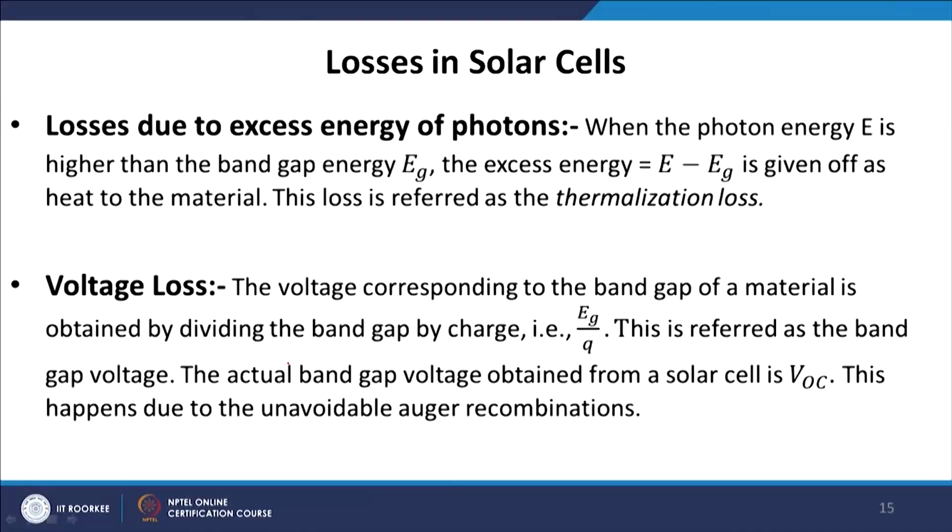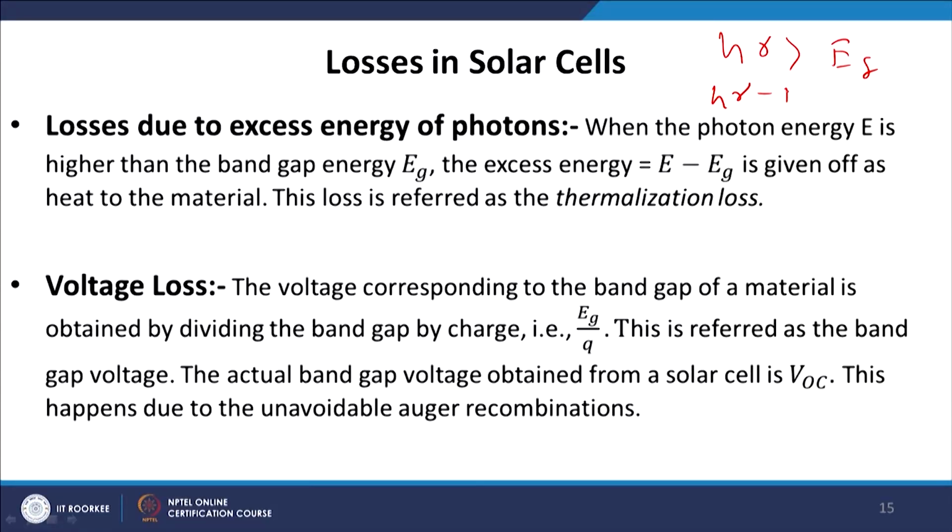Now, there can be loss due to the excess energy of the photon, just like the other extreme. One extreme is the low energy of the photon, the other extreme is the excess energy of the photon. When the photon energy E is higher than the band gap energy Eg, so here h nu is greater than Eg. What will happen to the fate of the electron? Eg is enough to take them from the ground state to the first excited state, but now we have more than enough energy to take them from the ground state to the excited state. What will happen to this excess energy?